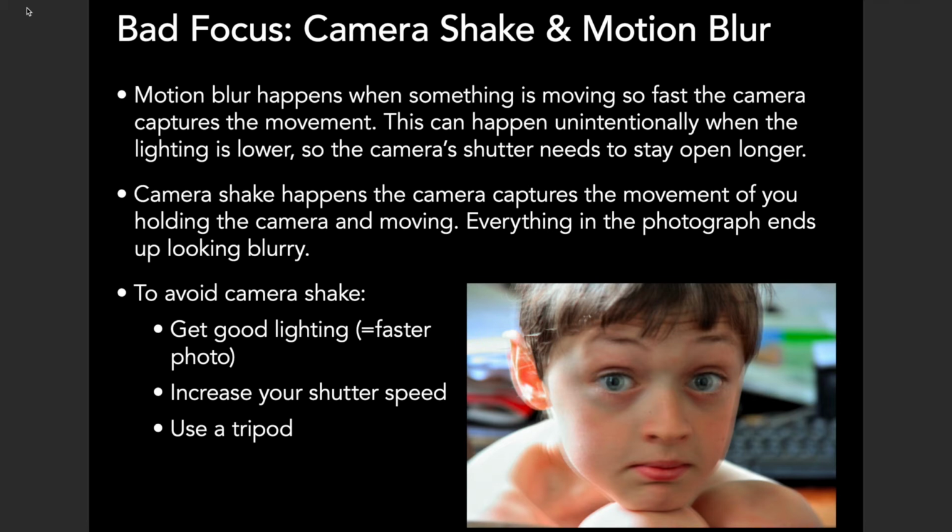So how do you avoid camera shake? One of the things is, I'm going to just repeat this a lot in this class, get good lighting. If you have better lighting, you can take a faster photo and you're less likely to get motion blur. Another thing you can do is increase your shutter speed. So this happens naturally when you have better lighting. Or if neither of those are possible, use a tripod. So the tripod will hold the camera steady and you don't have to worry about the shake that happens from you holding the camera.